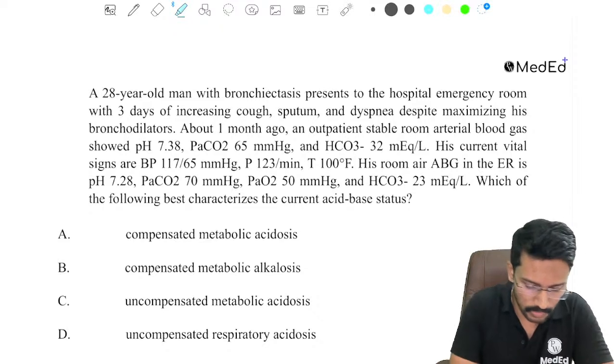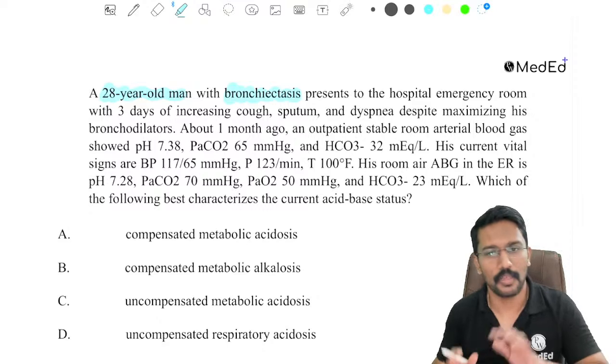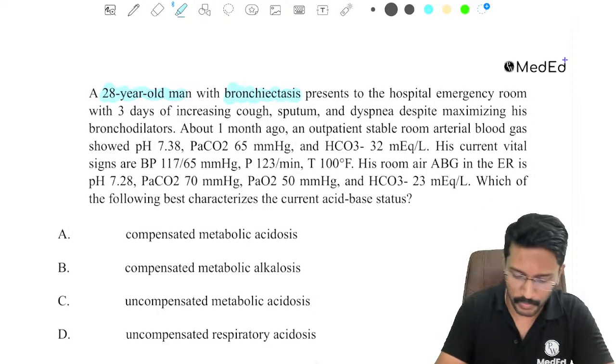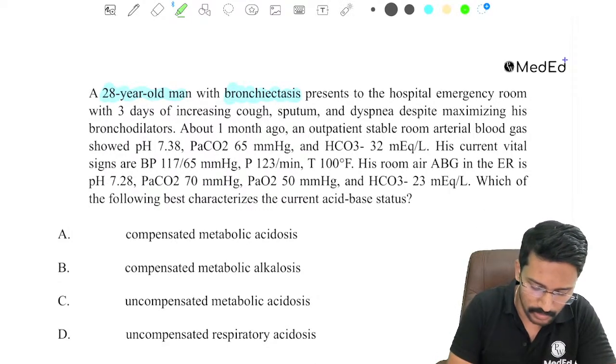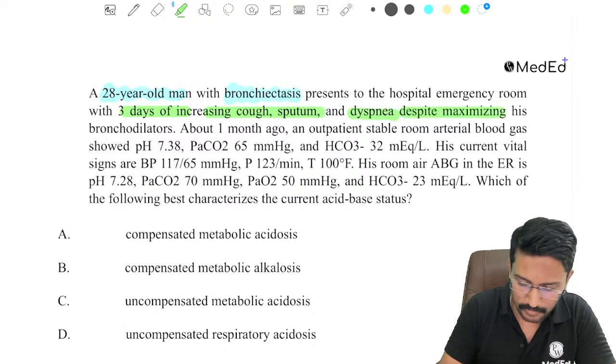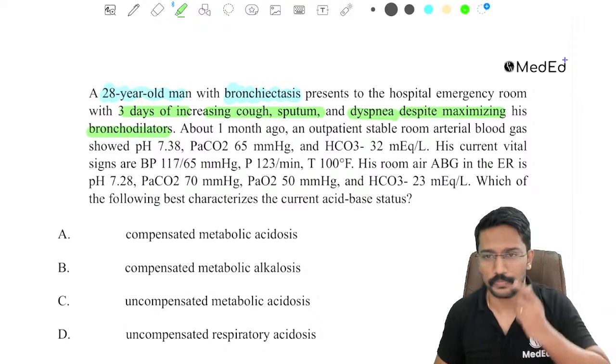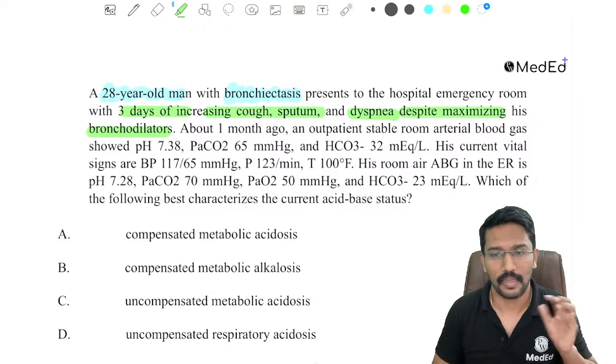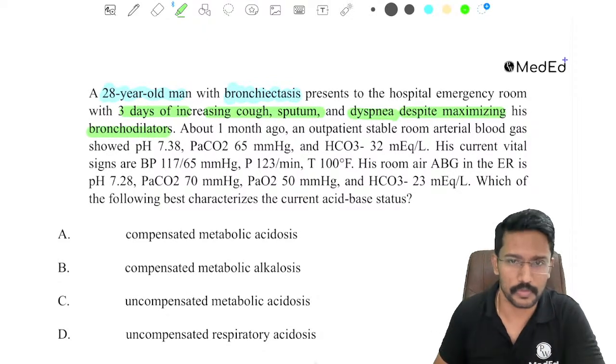What is the problem? Here we have a 28-year-old man with a known case of bronchiectasis. So he already has a respiratory disorder. He presented to the emergency room with 3 days history of increasing cough, sputum and dyspnea despite maximizing his bronchodilators. It's a case of bronchiectasis and recently there is worsening of symptoms.